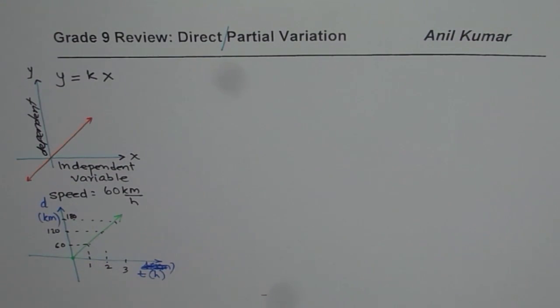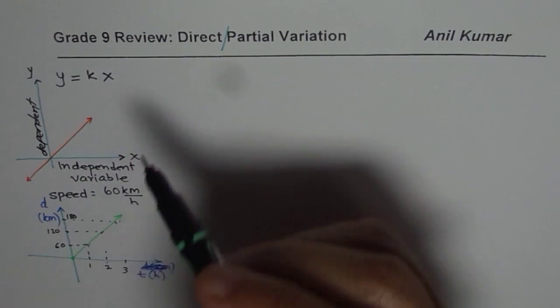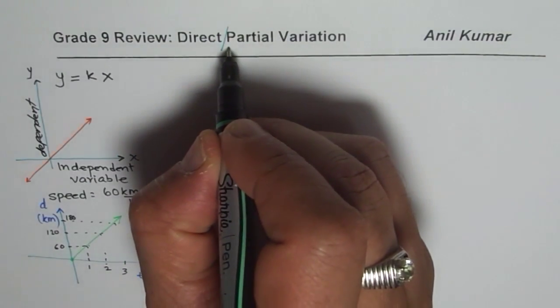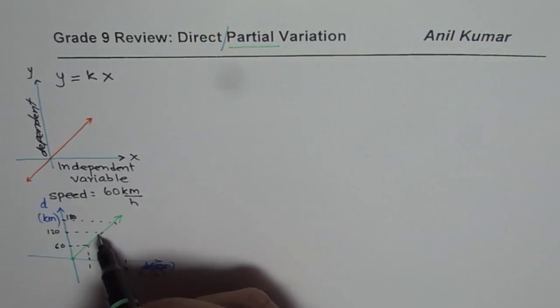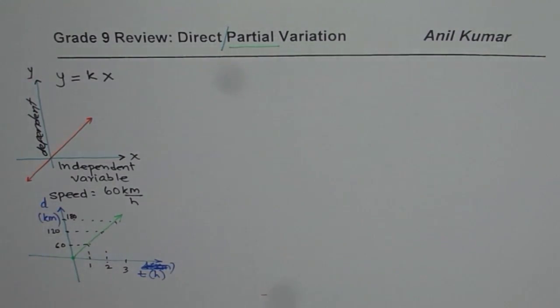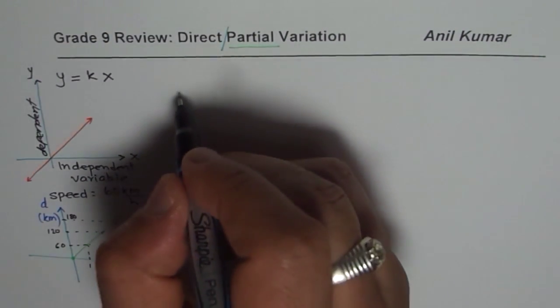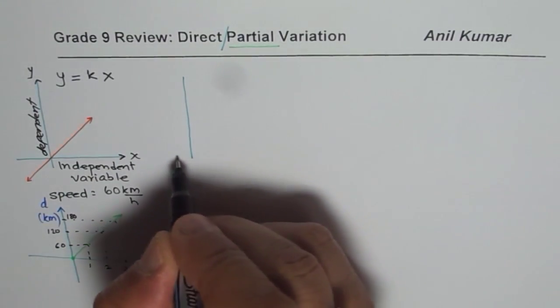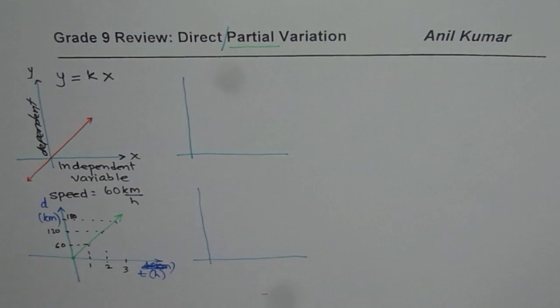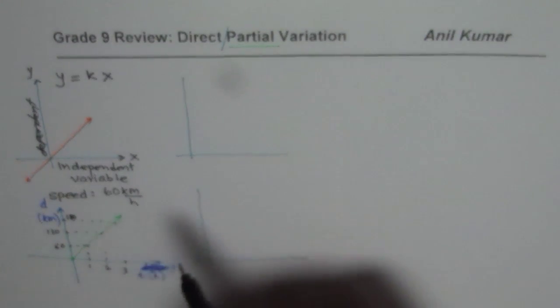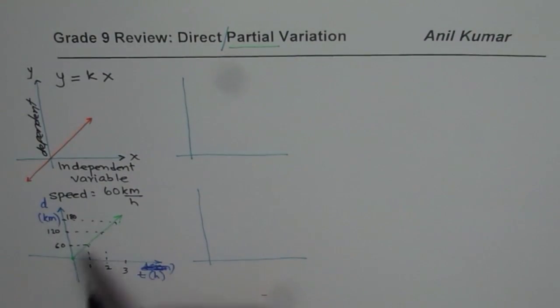Now there could be cases where we may have a partial variation. Now let's talk about partial variation. What is partial variation? In this particular case, we could have an example of partial variation also. Let me show you the graph for partial variation separately. So we'll take two examples, and then we will see how direct and partial variations can easily be identified, right? So in partial variations, what really happens is, let me take this example and extend it.